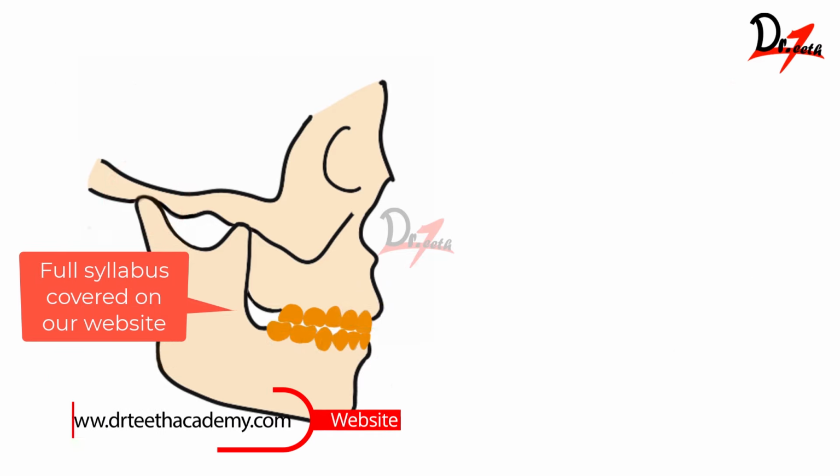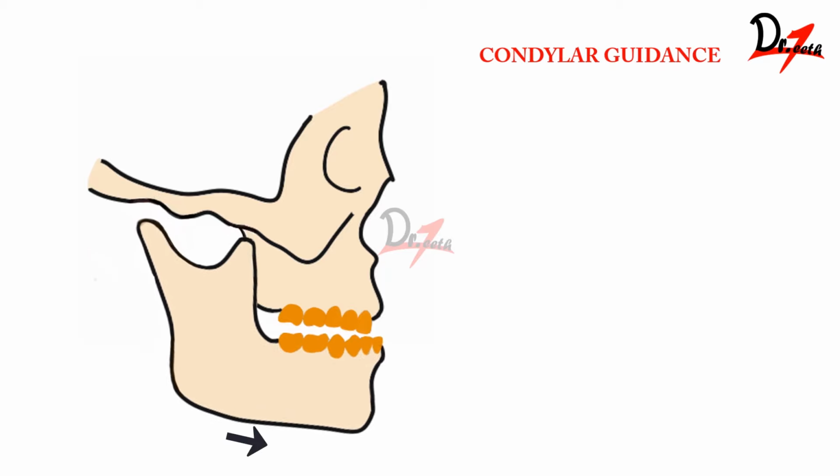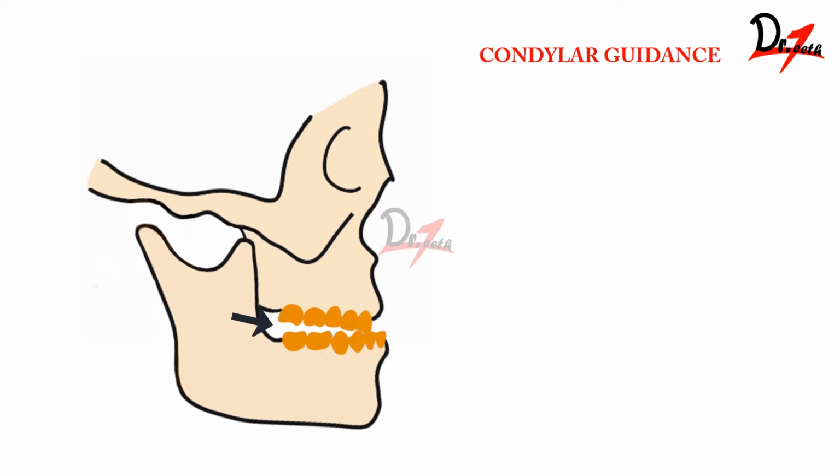The first one is the condylar guidance. So here we have the condyle of the mandible and this is the articular eminence. Now when the mandible translates forward, you can see that there is separation in the posterior teeth, right? If it is translating like this, the separation is this much.